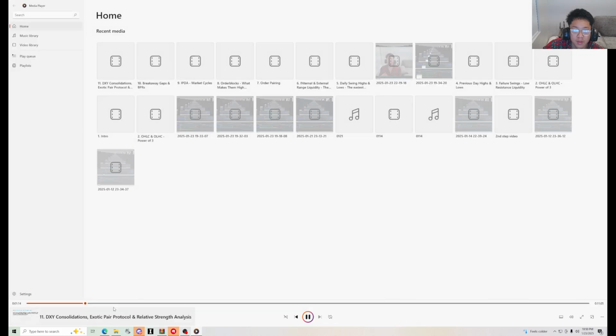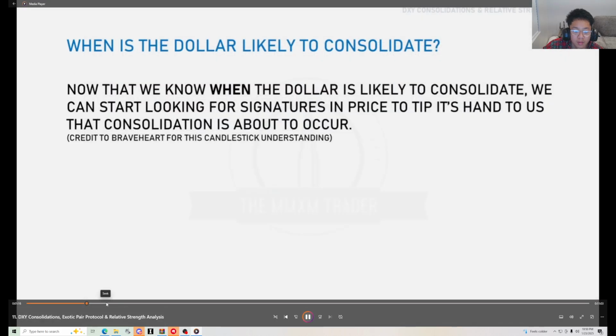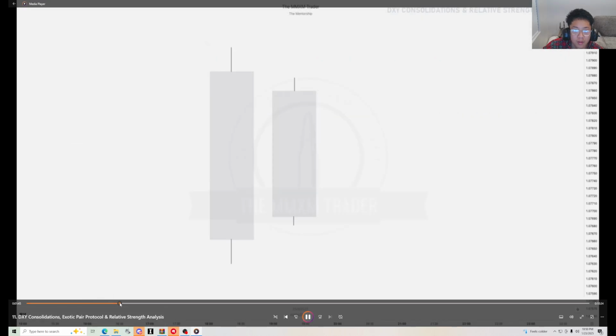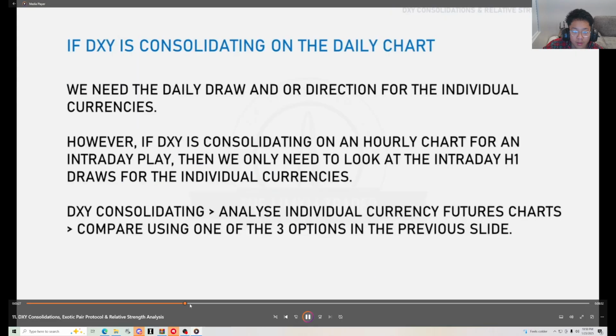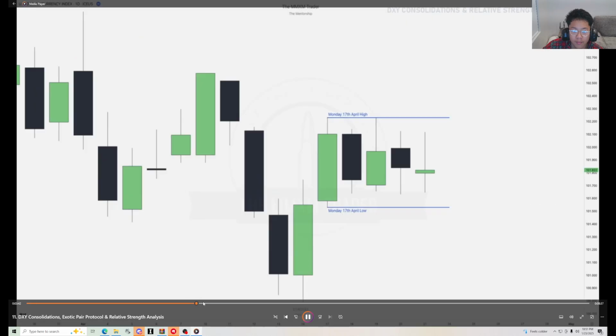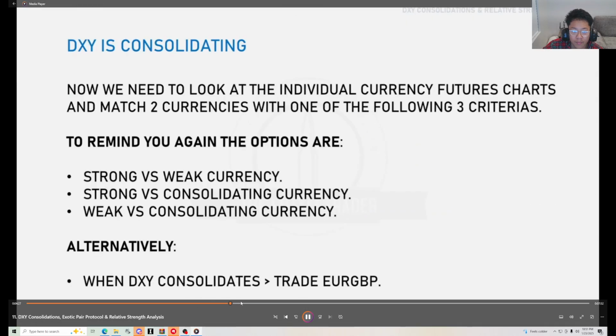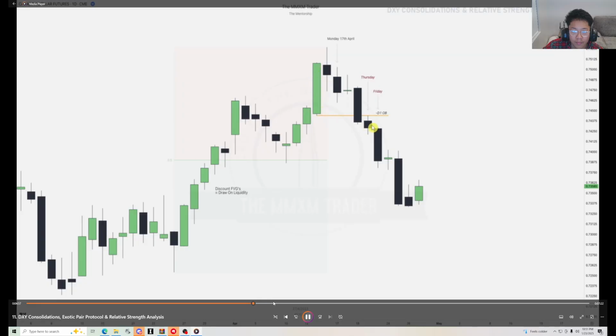Look for signatures in price to tip its hand to us that consolidation is an inflow, and failure to do so will result in a day or one hour draw on liquidity for those individual currencies. So DXY consolidating, then it extends into the consolidating currency. And order block over here, and we can see Thursday and Friday is reacting.